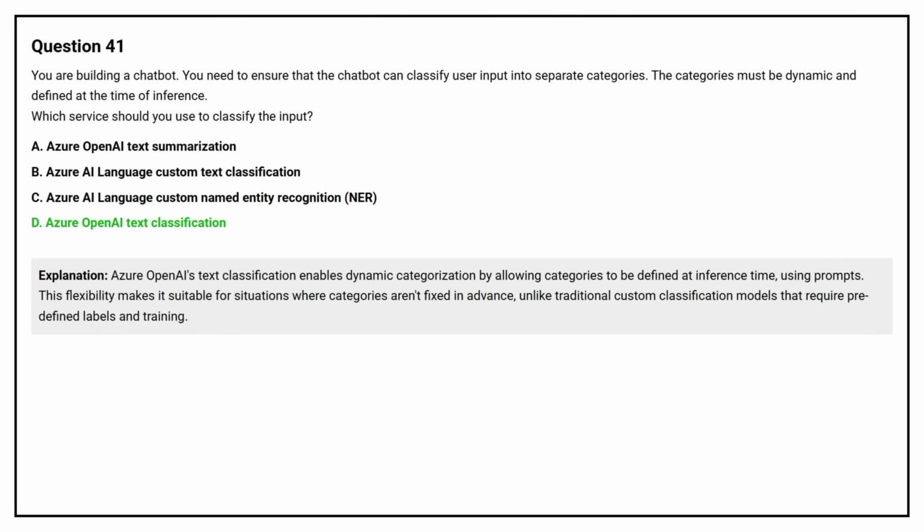Azure OpenAI's text classification enables dynamic categorization by allowing categories to be defined at inference time using prompts. This flexibility makes it suitable for situations where categories aren't fixed in advance, unlike traditional custom classification models that require predefined labels and training.